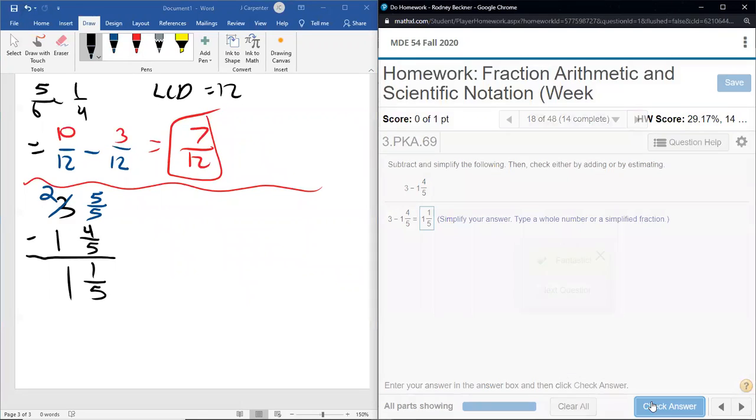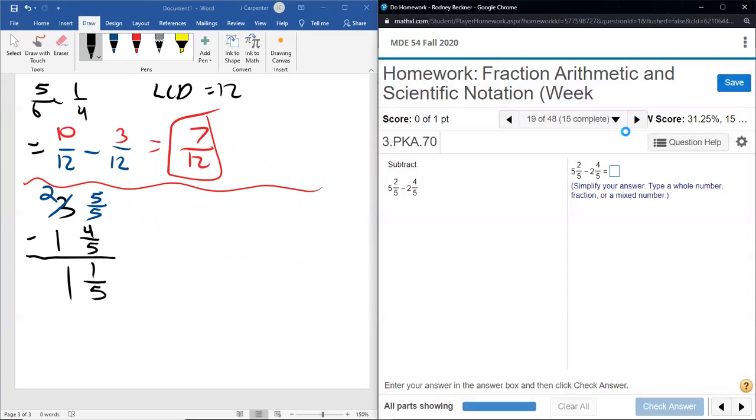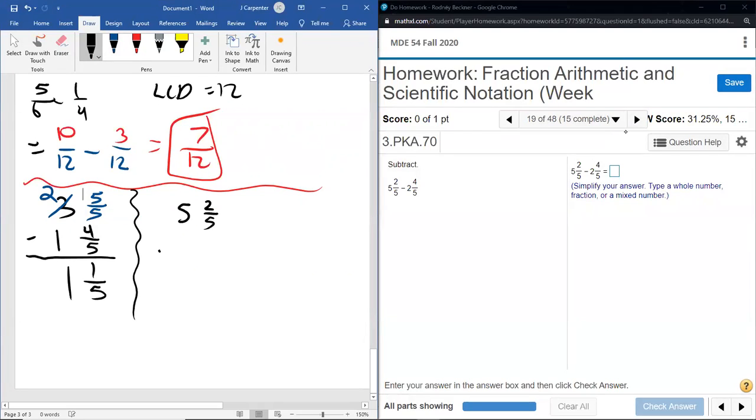Drum roll. There we go. We got it. All right. What if we had 5 2/5 minus 2 4/5? Oh, okay, well, this thing's got a top fraction, so there's no borrowing.